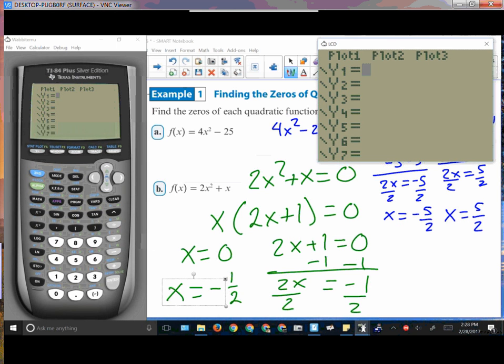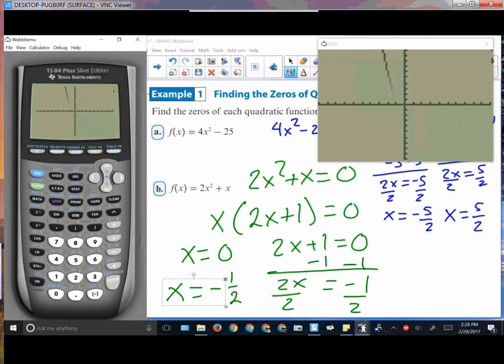Over here. So if I put in 2x squared plus x and graph, does it look like it hits the x-axis? Does it look like it touches? Sort of, kind of. If I hit trace, notice how this says if x is 0, y is 0.